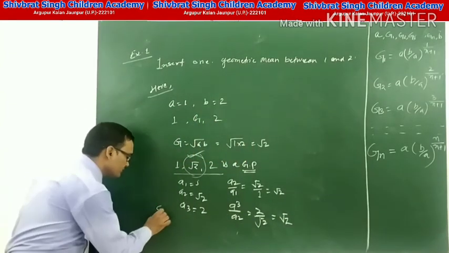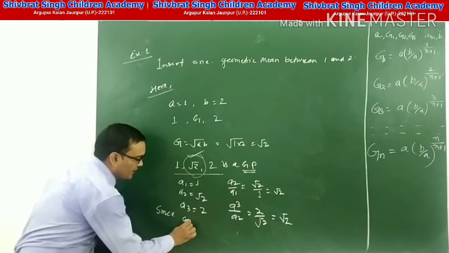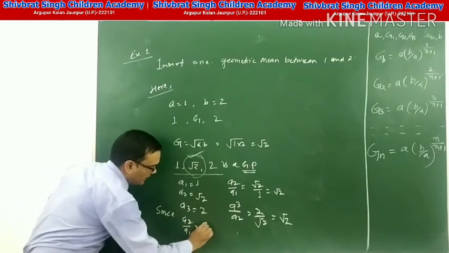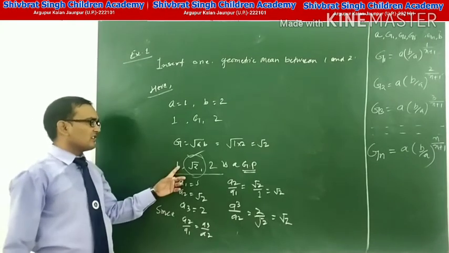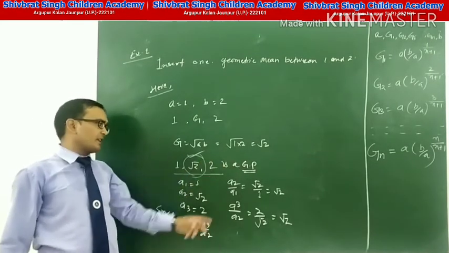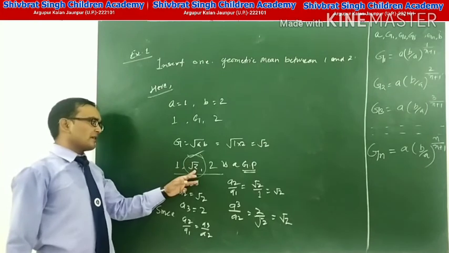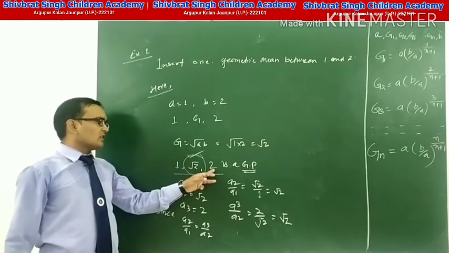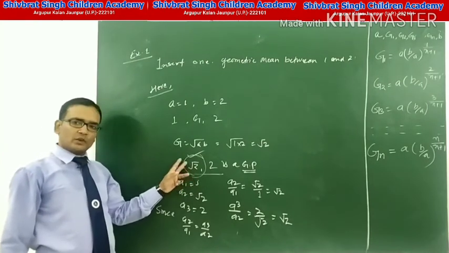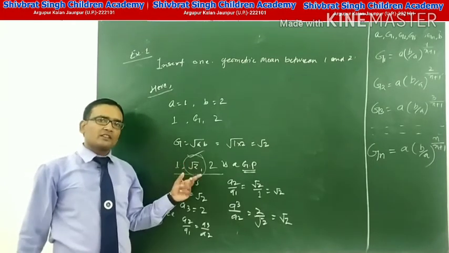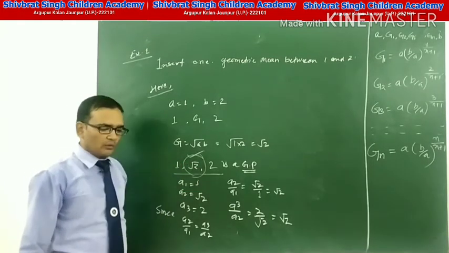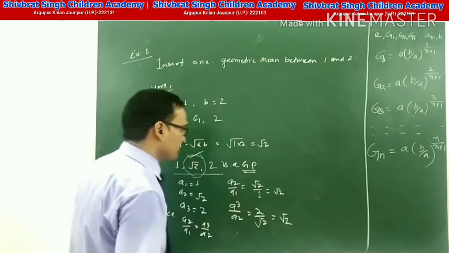Since a2 upon a1 equals a3 upon a2, hence it is a GP. Then square root 2 lies between 1 and 2, so square root 2 is the geometric mean. This is the verification of your answer, which means your answer is correct. Now we discuss the second example.